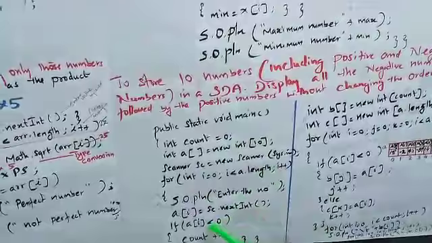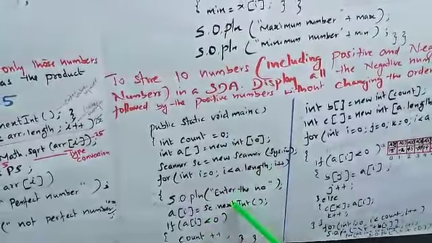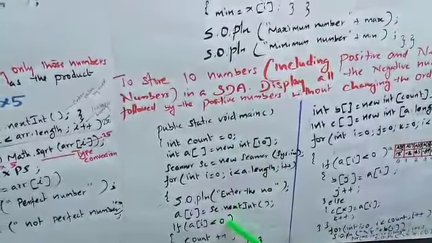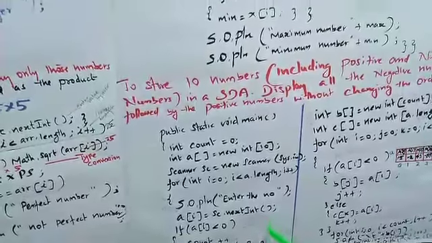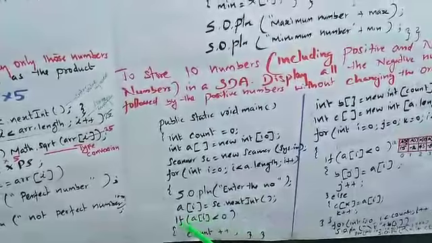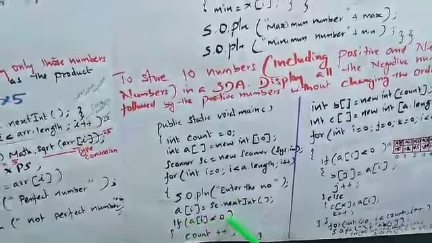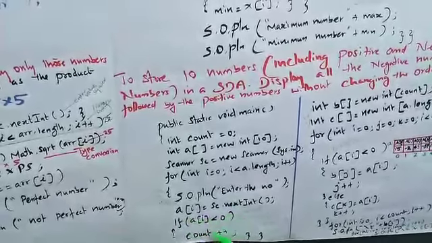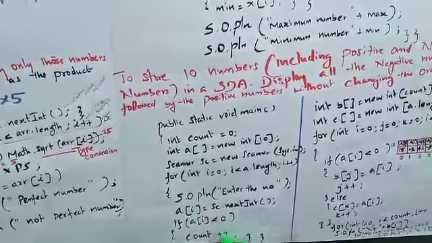The number is entered by the user, and we have to check how many values entered by the user are negative. For that purpose we are using if a[i] is less than 0. Then this count will increase by 1. This count will be added.